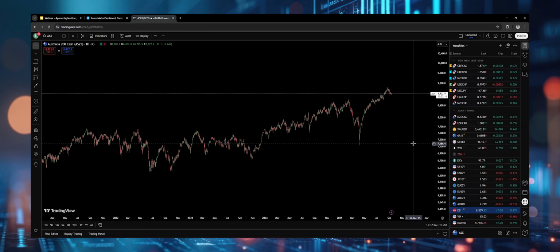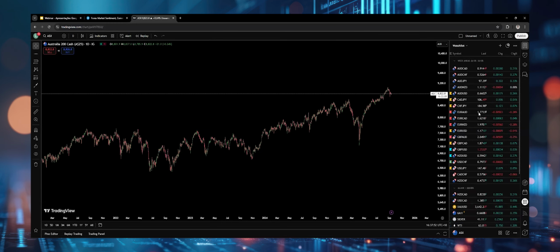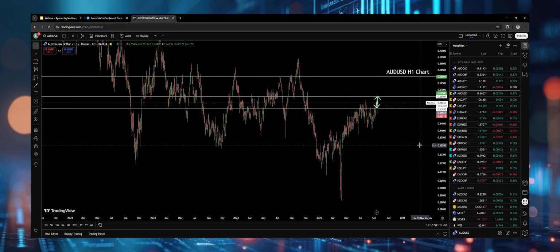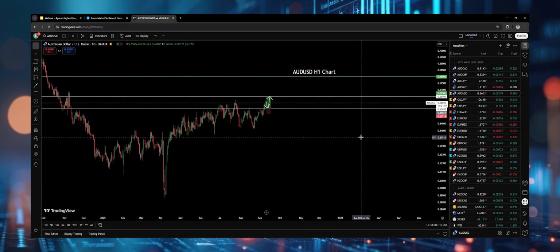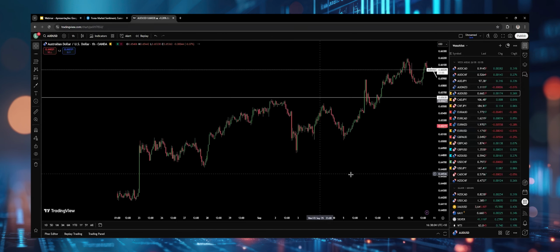But anyways, cool. So long Aussie against the US dollar. Main target 68 cents by end of the year, but first target would be at 66,500. Okay. Cool. That being said, that's good.